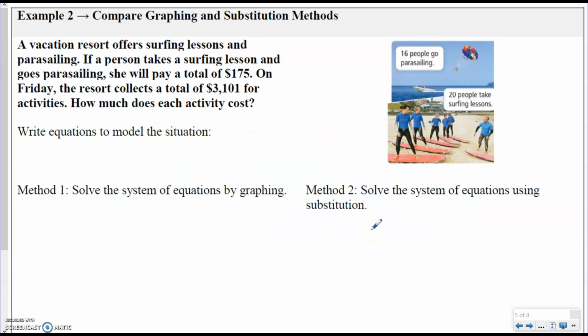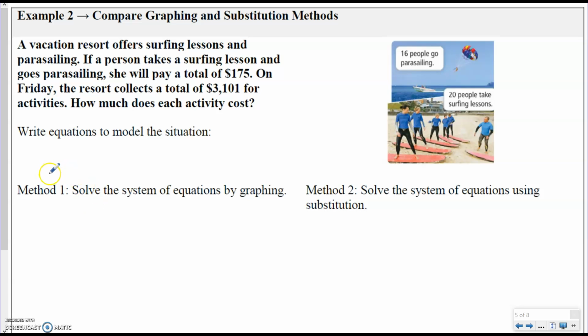Okay, example 2. A vacation resort offers surfing lessons and parasailing. If a person takes a surfing lesson and goes parasailing, she will pay a total of $175. On Friday, the resort collects a total of $3,101 for activities. How much does each activity cost?